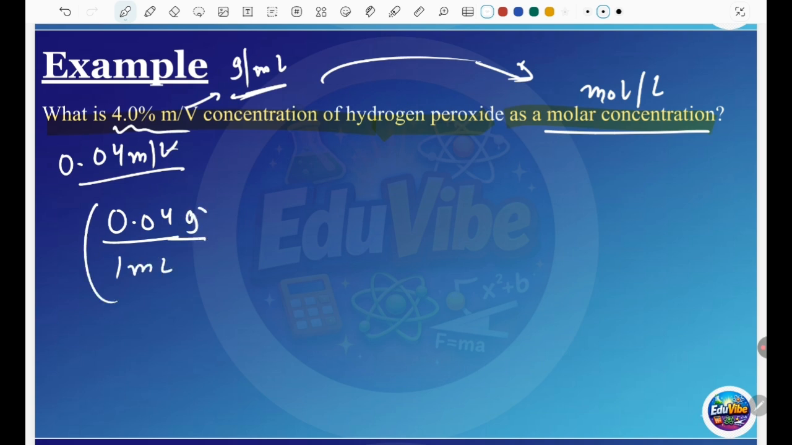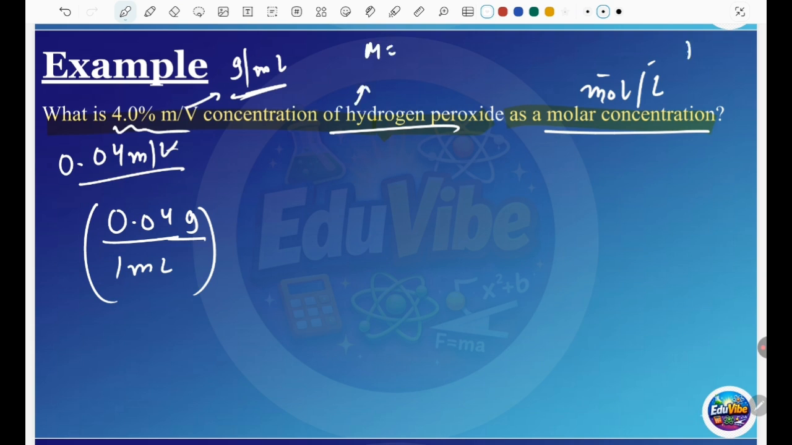Now your goal is to cancel the grams and milliliters and bring in the things that involve moles and liters. Moles should be in the numerator and liters should be in the denominator. So how can we do this? We're given hydrogen peroxide, so hydrogen peroxide is what we can use here. So what's the molar mass of this? You can use the molar mass.